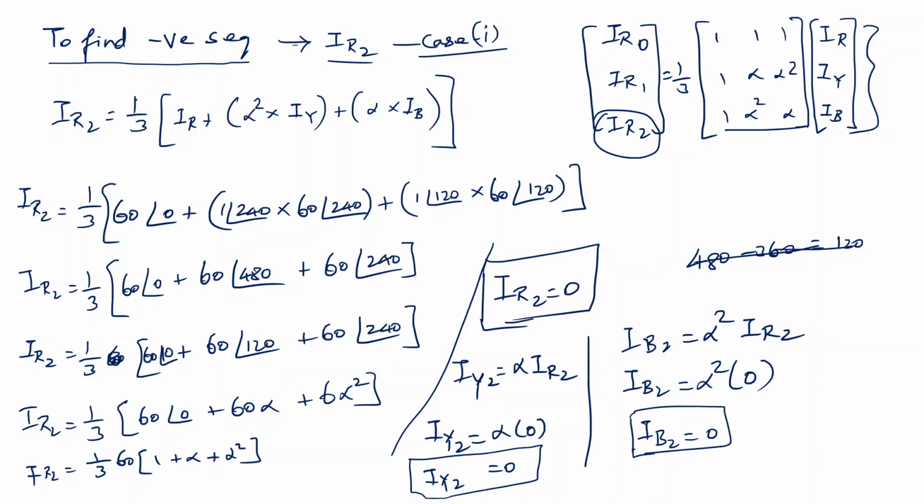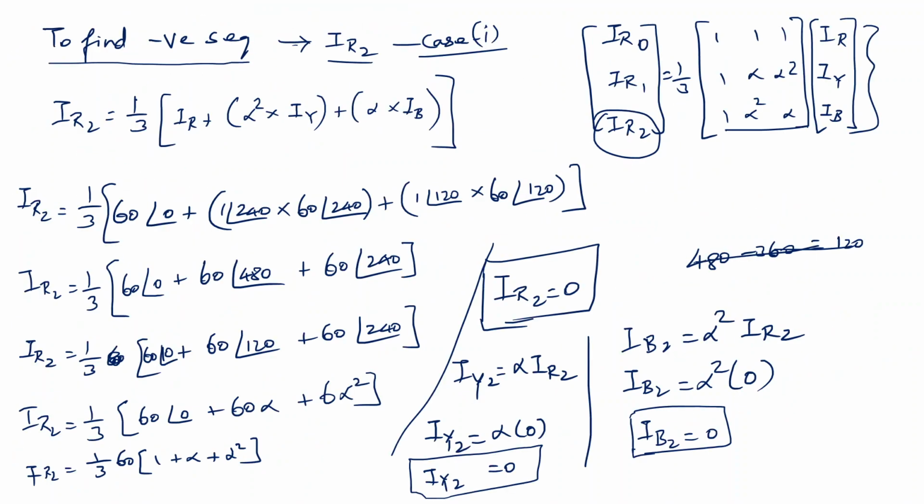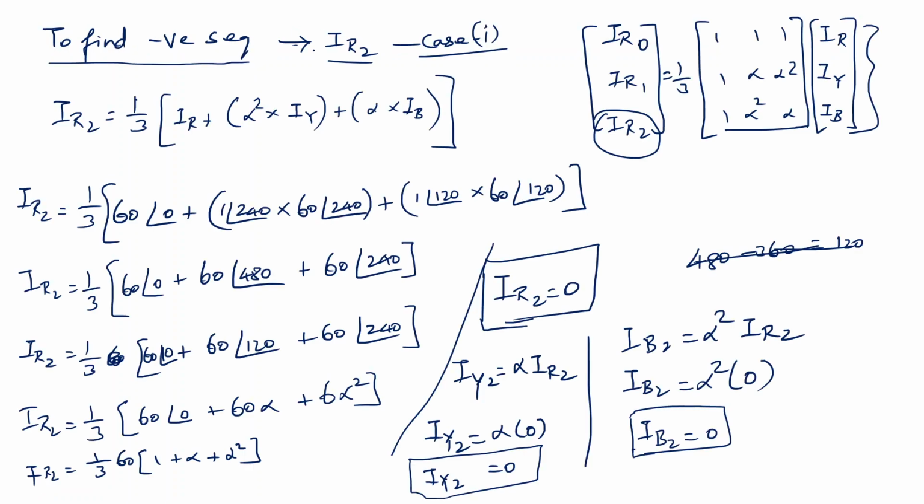For the zero sequence, also all three values are zero, right? Because for zero sequence, IR0 is equal to IY0 is equal to IB0. So if I find out IR0, then this is also 0, this is also 0. I have already said that. Similarly, we need to find out the third sequence. What is the third sequence for case 1? Positive. Very good. So to find the positive sequence of case 1, from the matrix, tell me which is the positive sequence here.